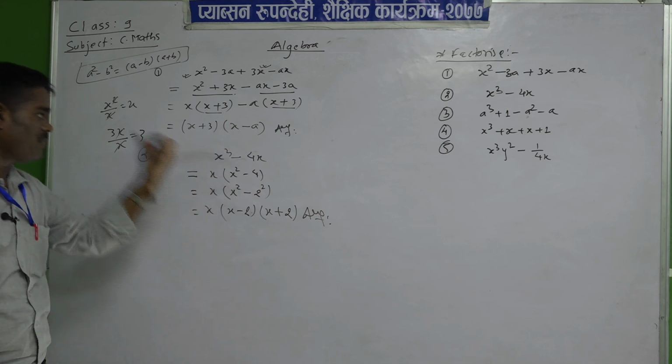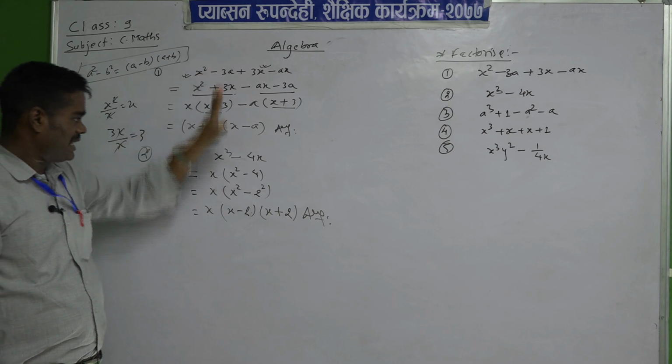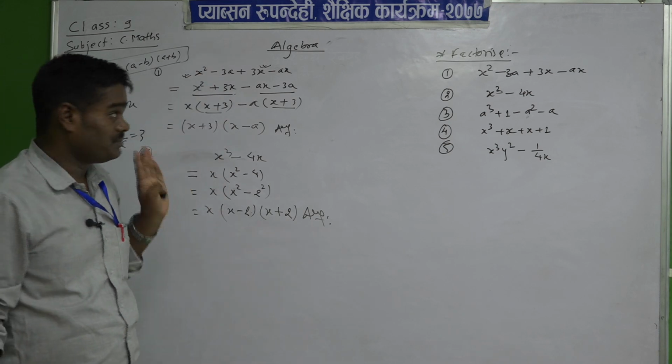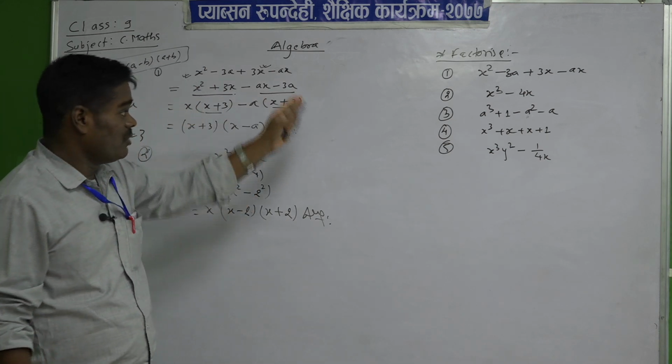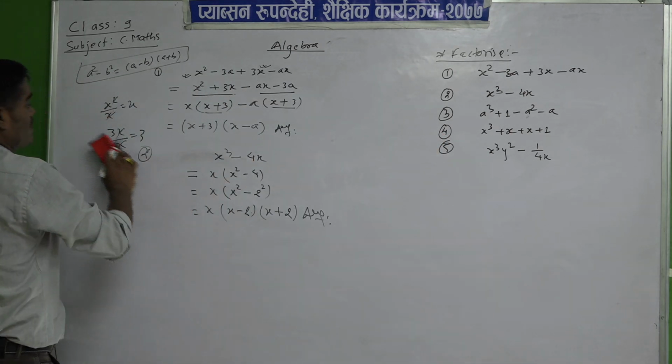So in this way we have to factorize a binomial expression. I think, is there any confusion? No confusion. Then we will move toward question number 3. What is in question number 3?